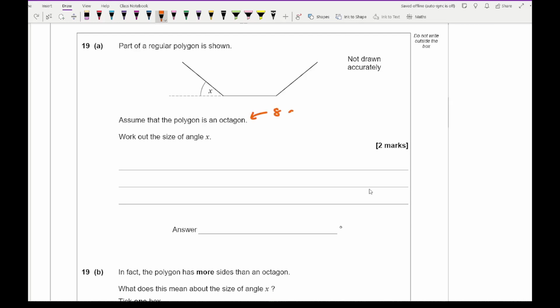Now in an octagon we've got 8 sides. Now to work out the exterior angle, it's 360 divided by the number of sides. So for this it's going to be 360 divided by 8, which gives me an answer of 45 degrees.